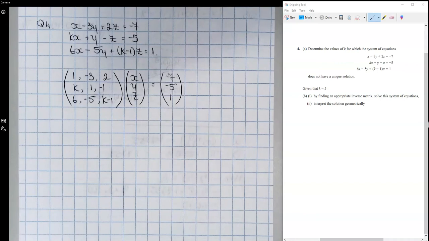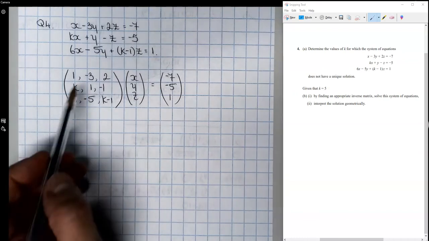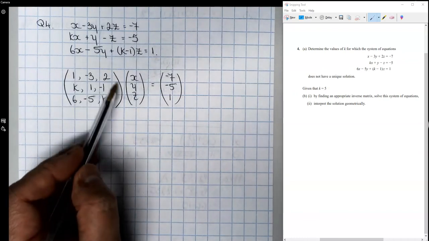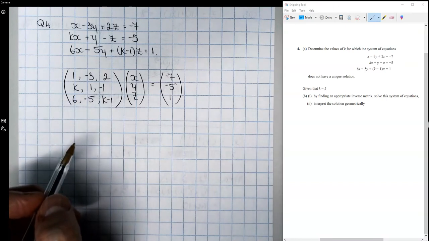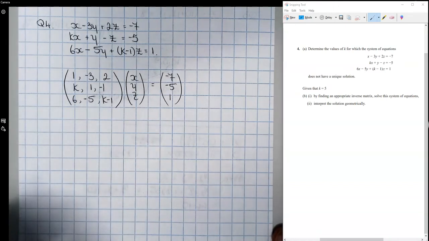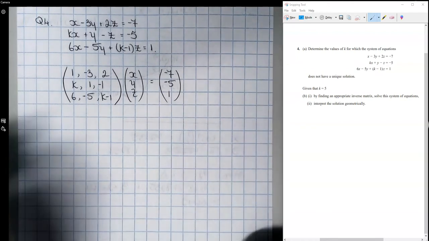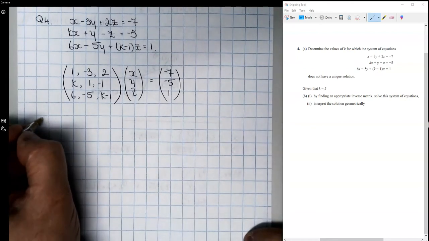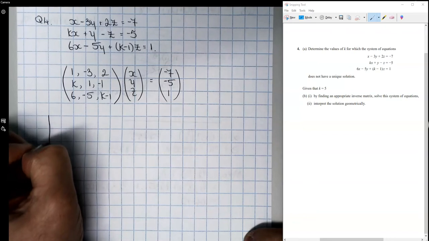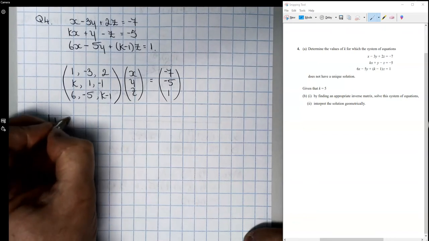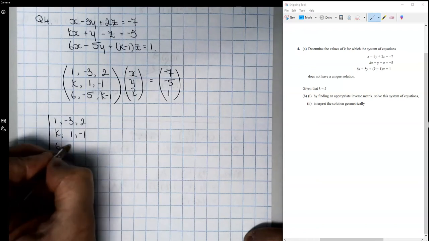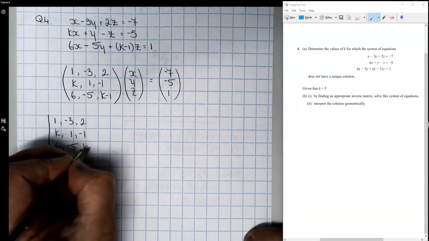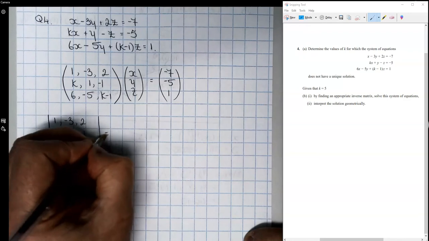We want to know when it doesn't have a unique solution. So it has a unique solution when we can find the inverse of this matrix, and we can't find the inverse when the determinant is 0, because we have 1 over the determinant as part of our inverse function. So we want the determinant of [1, -3, 2; K, 1, -1; 6, -5, K-1] equals 0.